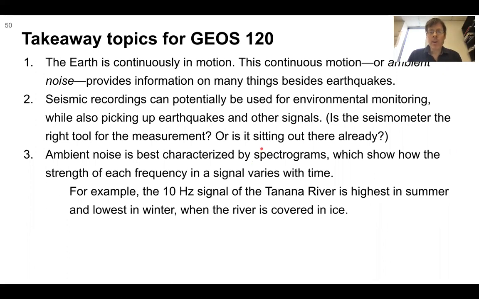Ambient noise is best characterized by spectrograms, which show how the strength of each frequency in a signal varies with time. For example, this 10 hertz signal of the Tanana River is highest in summer, lowest in winter, when the river is covered in ice.